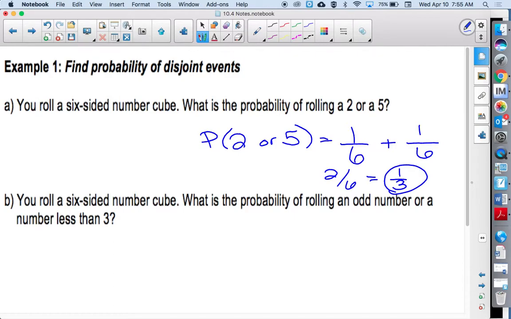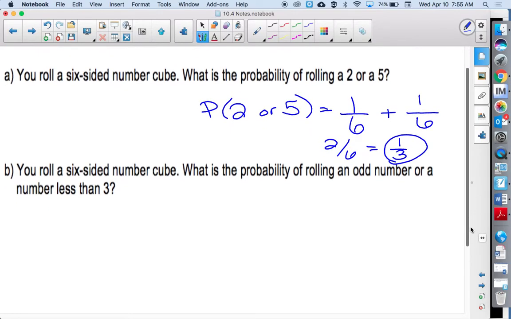Letter B says, what's the probability of rolling an odd number or a number less than 3? So think about this one. We want the probability of an odd number or a number less than 3.